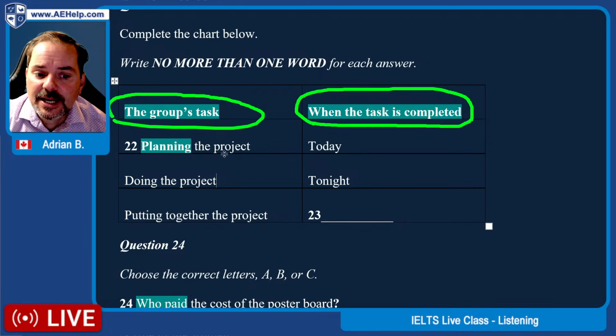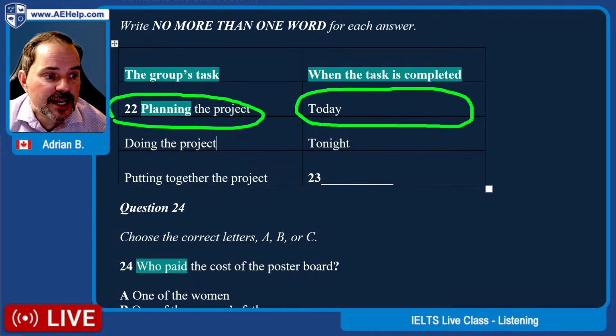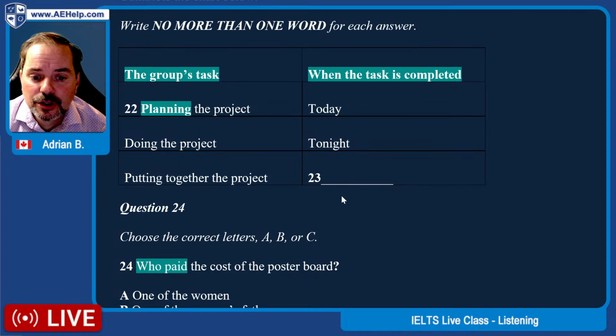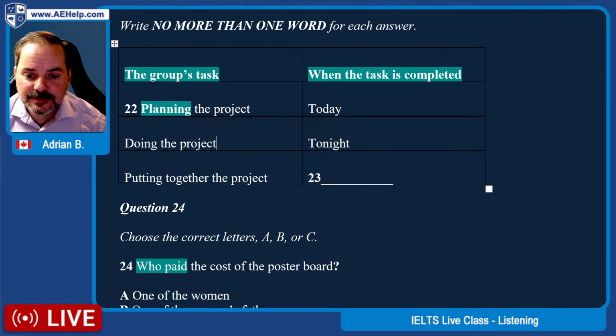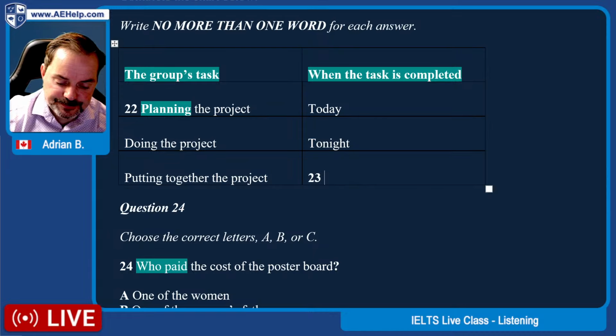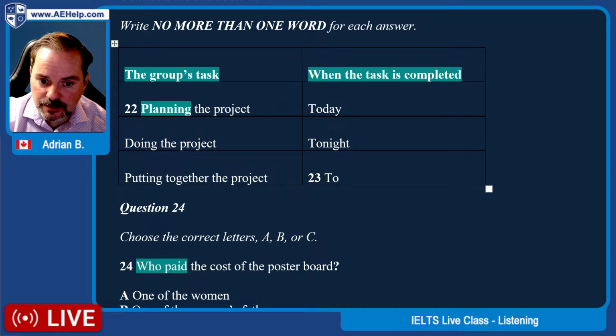All right, so they're planning the project today, they're doing the project tonight, and they're putting the project together. And this one, I think, again, makes logical sense. You could almost guess this one if you didn't hear it. So when are they putting the project together? What's the logical answer here? You can use a capital here, but you don't need to.